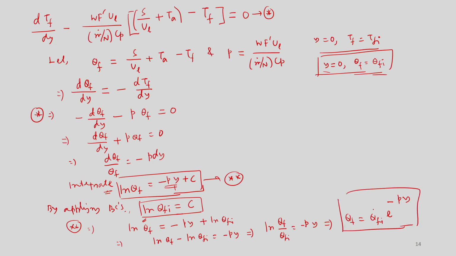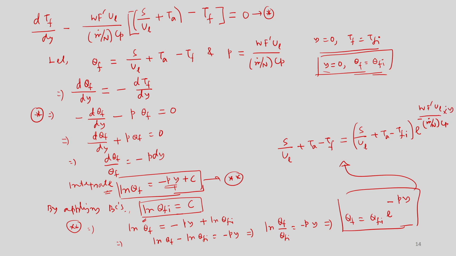So, we can substitute those values p and theta here. If we substitute this, then theta f is equal to s by u l plus T A minus T F. So theta f I is how much? It will be s by u l plus T A minus T F I. And then e to the power of p will be minus w f this u l by m by n into C p into y. So this minus is here. So our expression will be something like this, right.